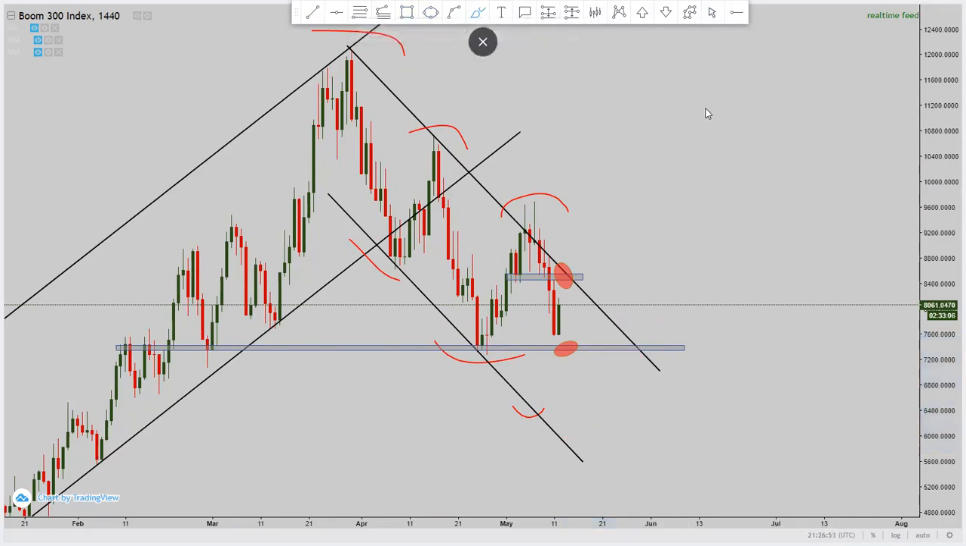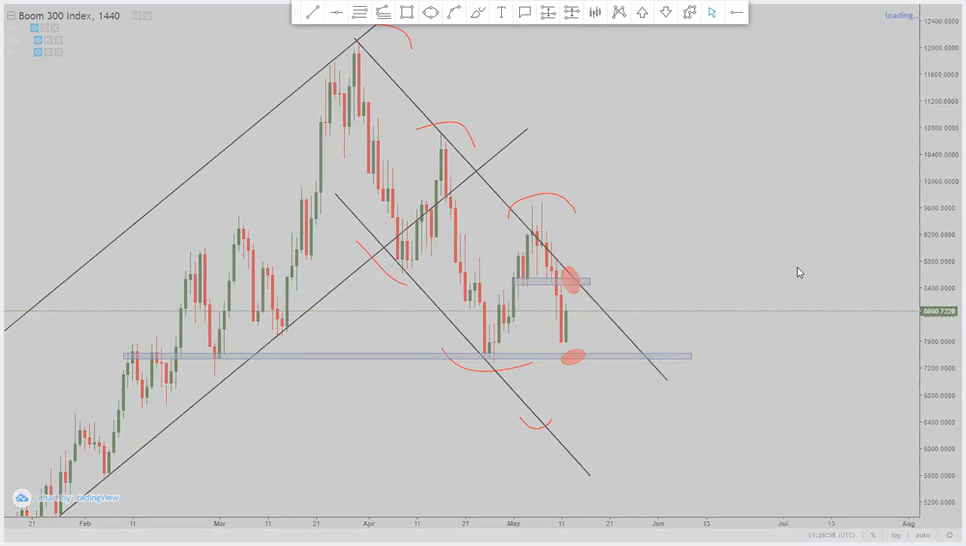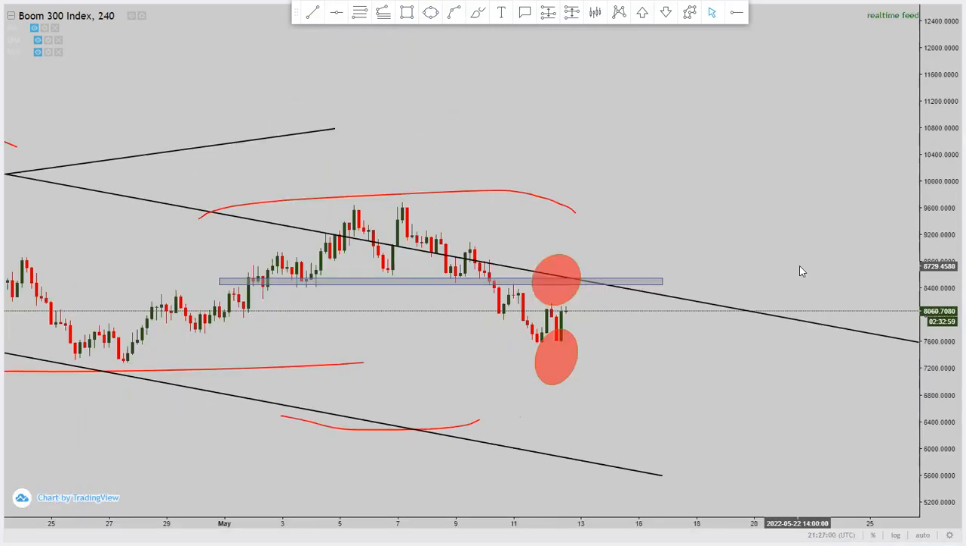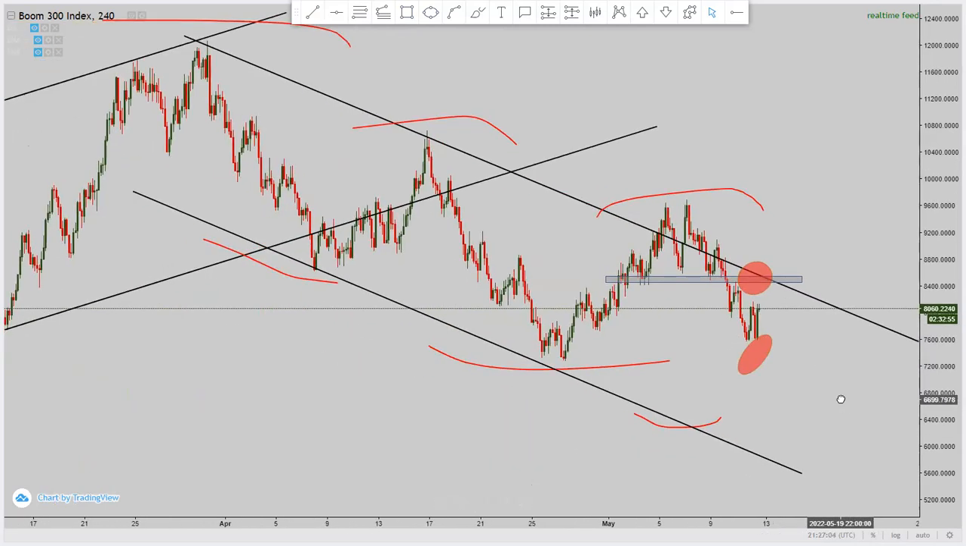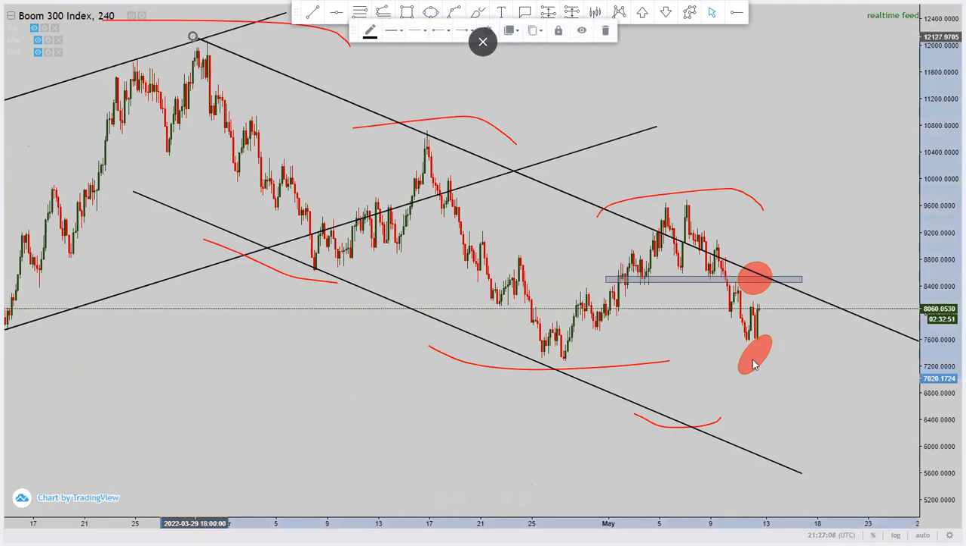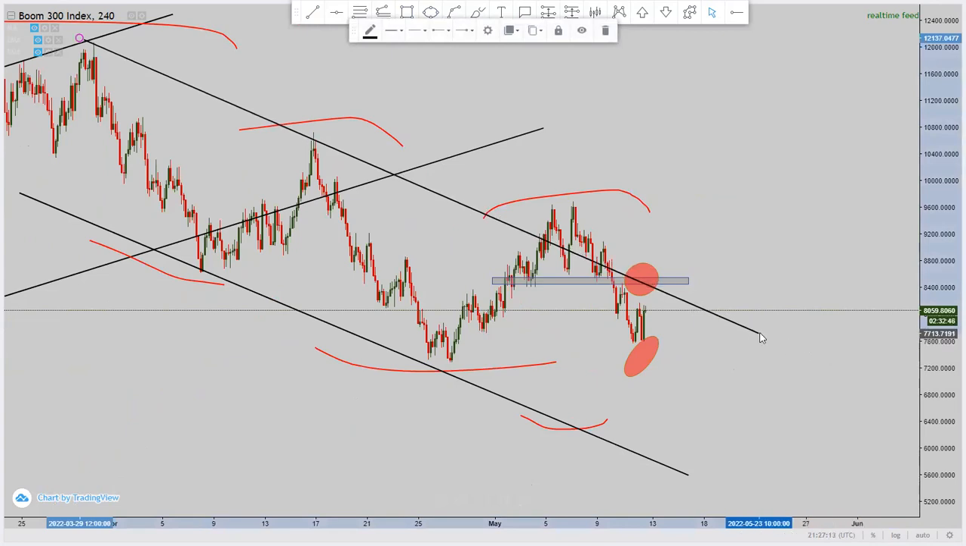So basically on Boom 300, that is what we are seeing from the major perspective. That is the major perspective that we are looking at, which is our daily time frame, because it gives us the overall picture of whatever is happening on our Boom 300. So basically this is the structure that we are still having.